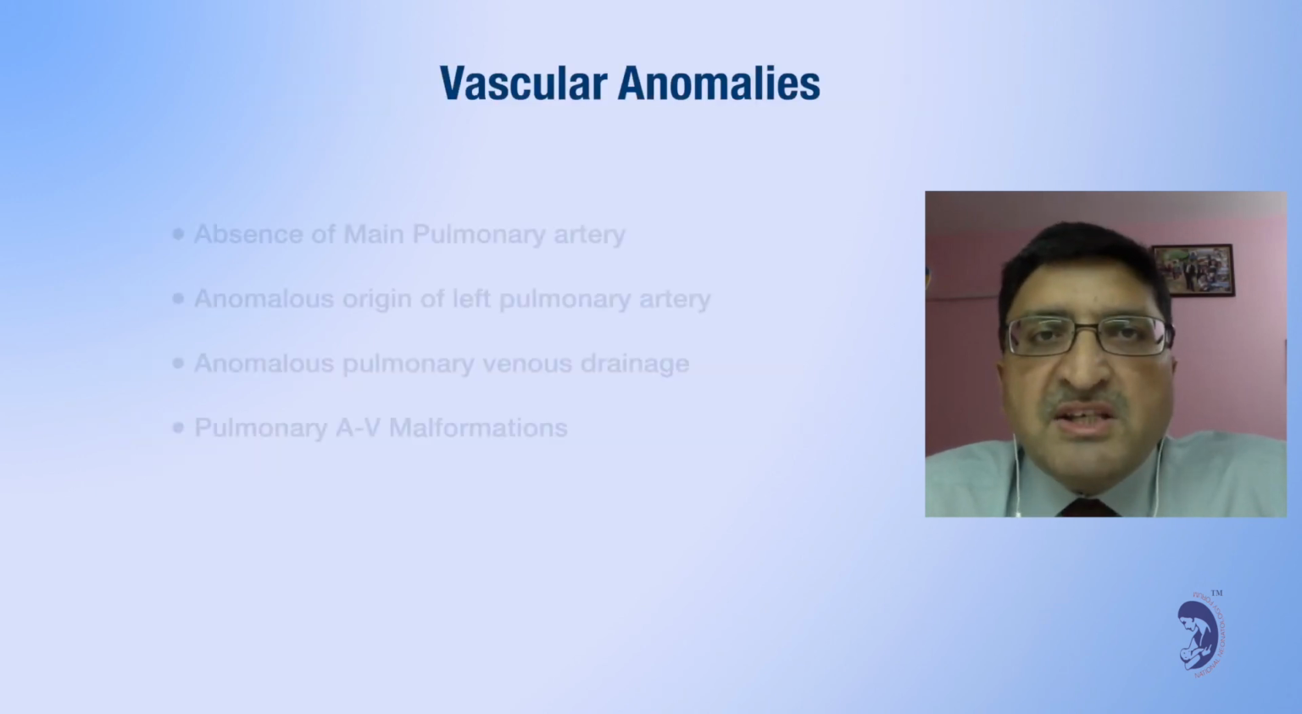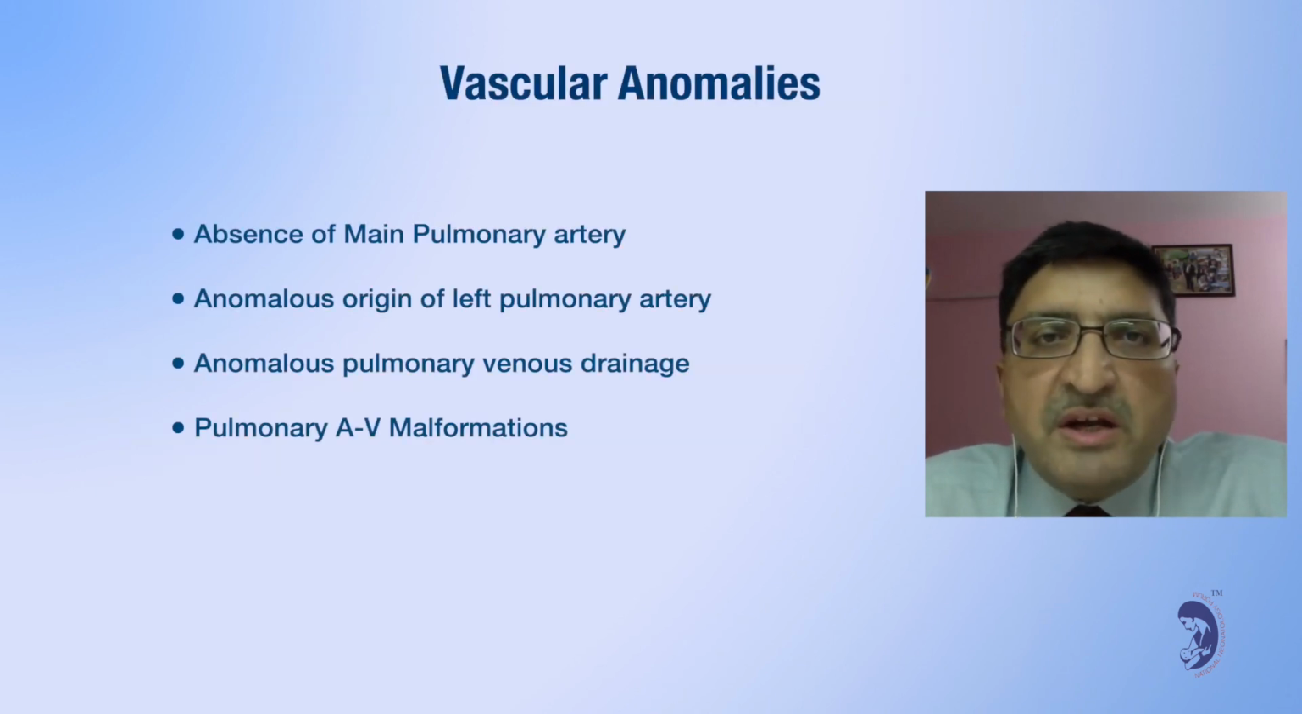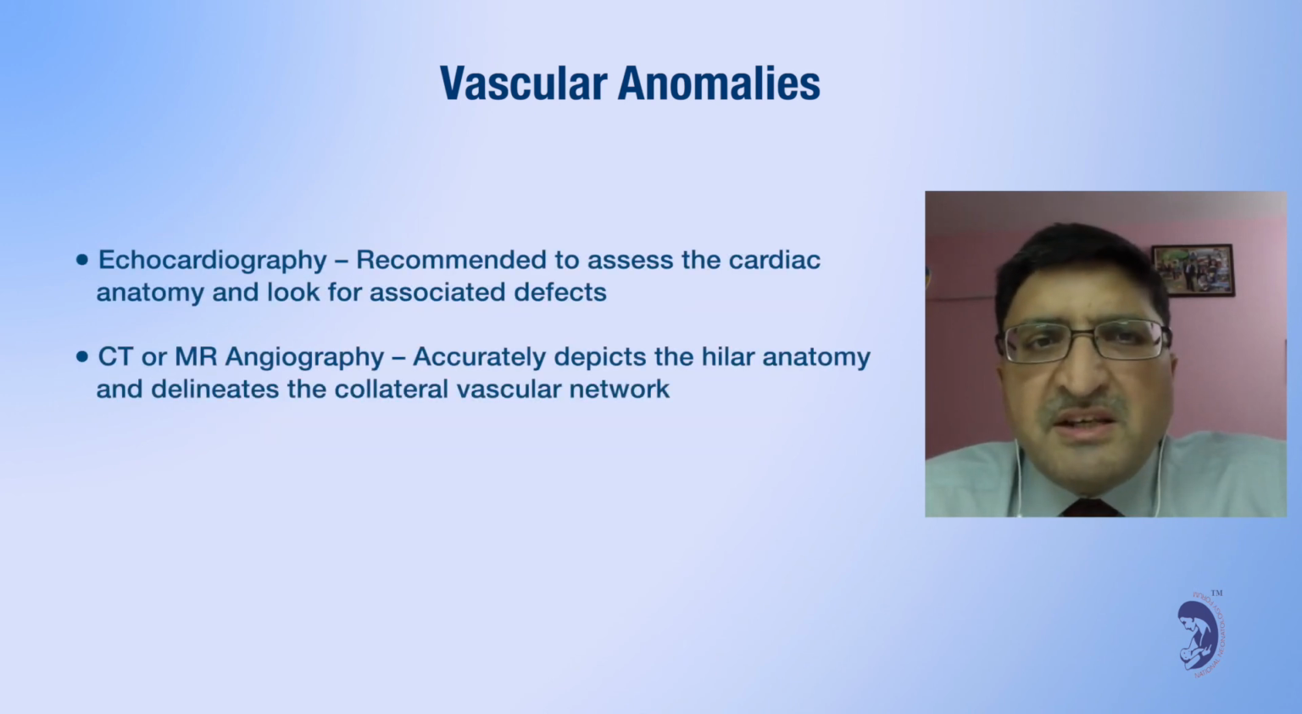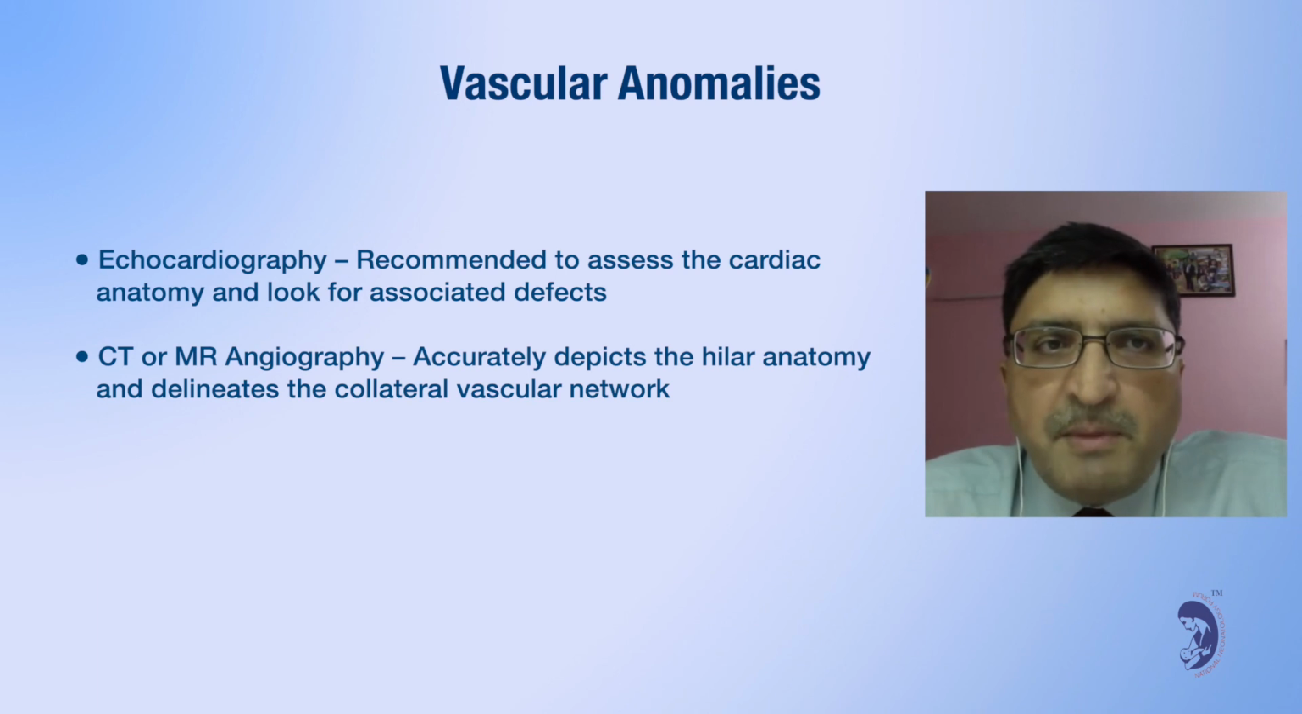Now we come to the last set of problems, which are isolated vascular anomalies. Now these are mainly four parts: absence of the main pulmonary artery, anomalous origin of the left pulmonary artery, anomalous pulmonary venous drainage, or pulmonary AV malformations. I'll be just discussing briefly about these because these fall in the domain of the cardiothoracic people.